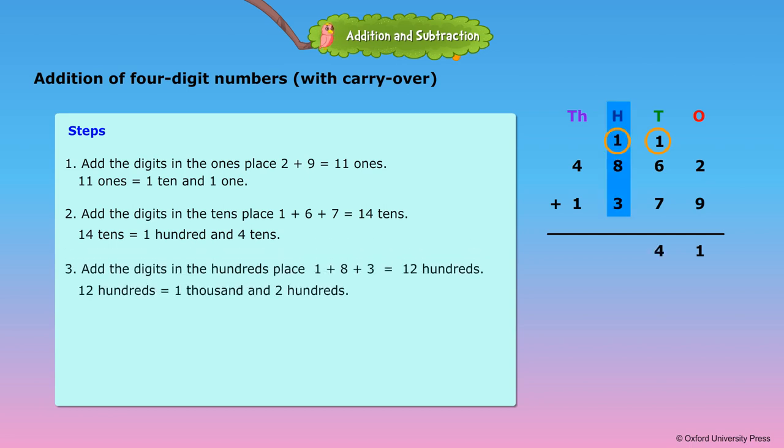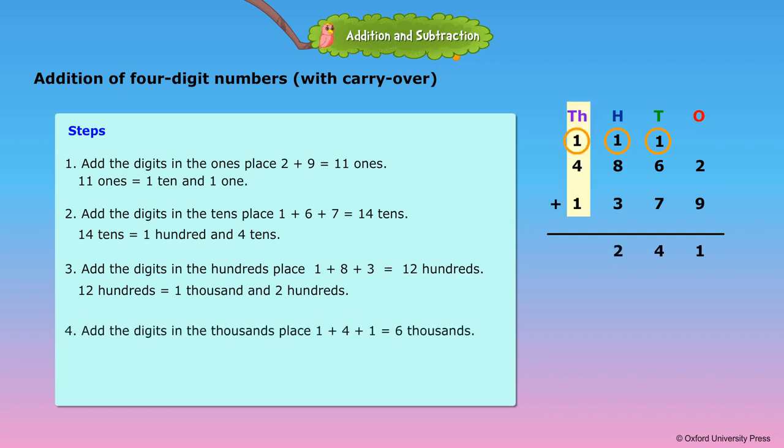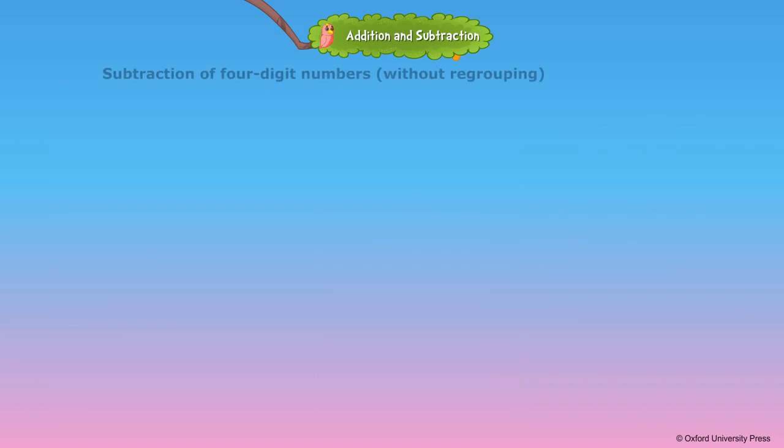Add the digits in the hundreds place. 1 plus 8 plus 3 is equal to 12 hundreds. 12 hundreds is equal to 1 thousand and 2 hundreds. Put 2 hundreds under 3 in the hundreds column and carry over 1 thousand over 4 in the thousands column. Add the digits in the thousands place. 1 plus 4 plus 1 is equal to 6 thousands. Put 6 under 1 in the thousands column. So 4,862 plus 1,379 = 6,241.